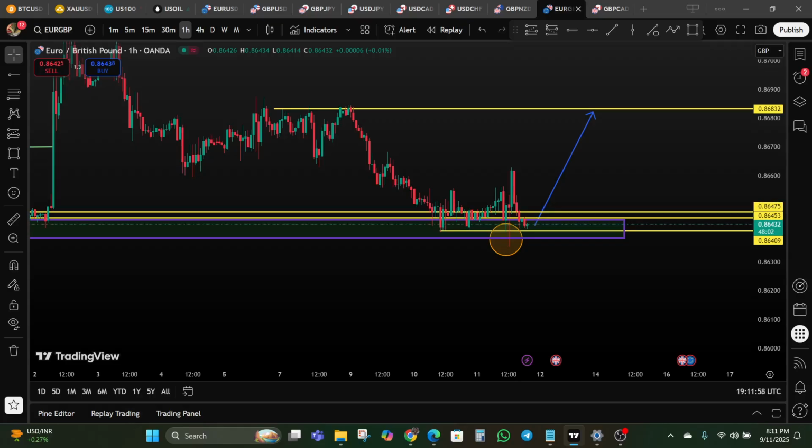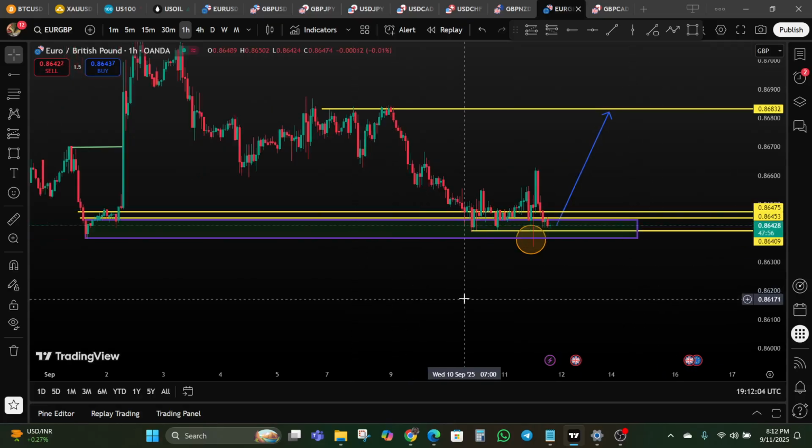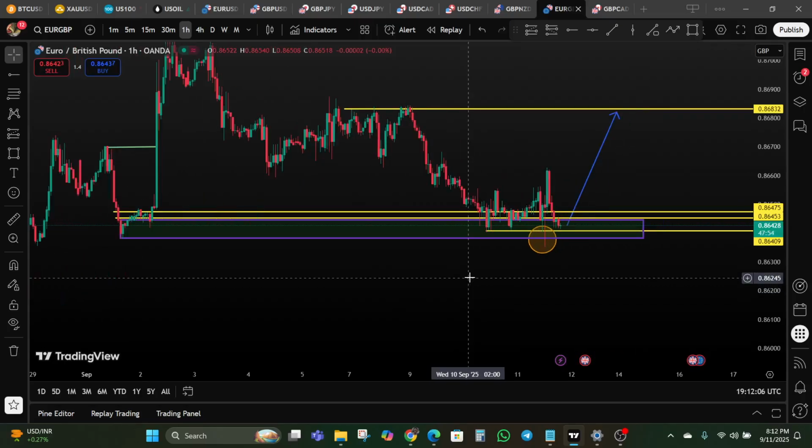Another thing to consider is timing. Timing is also an important element in the ICT day trading strategy. Institutions are most active during certain sessions, such as the London Open, the New York Open, and key overlaps. So by focusing on these windows, traders align themselves with the periods of highest volatility and liquidity.